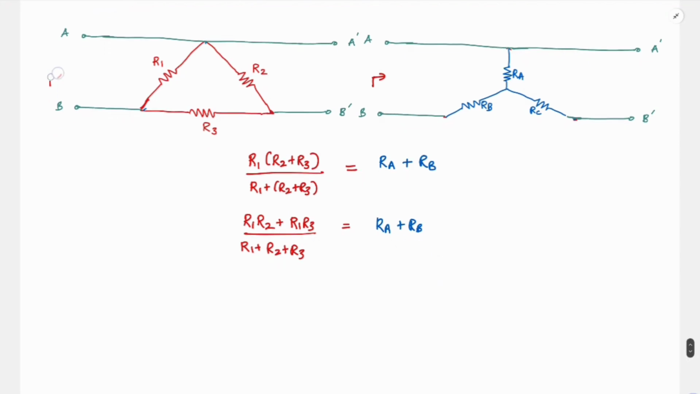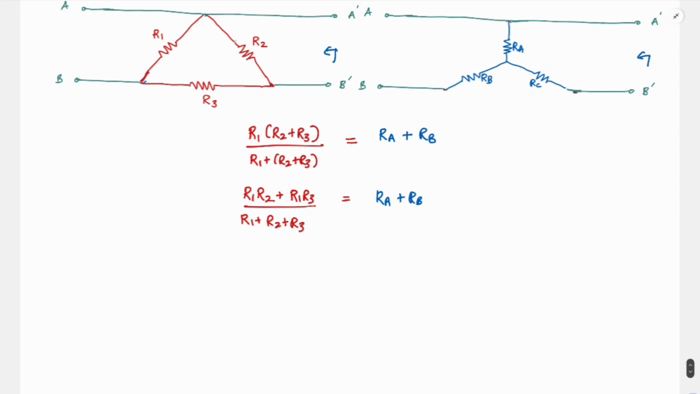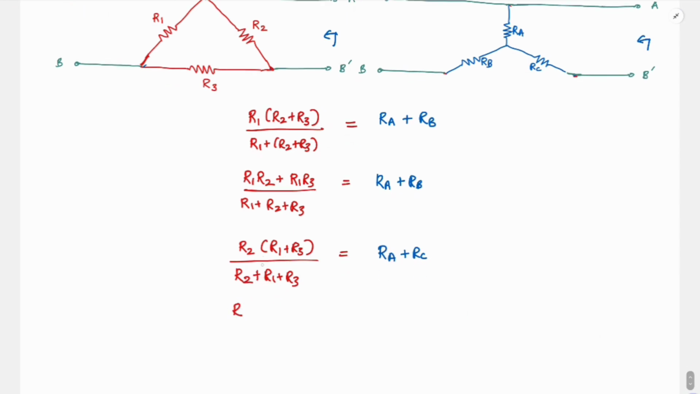Now we'll do the same thing looking in from the output with the input open. Here it is R2 in parallel with R1 plus R3, so R2 times R1 plus R3 divided by R2 plus R1 plus R3. This is equal to just RA plus RC. If you simplify this, it is R1 R2 plus R2 R3 divided by R1 plus R2 plus R3, which is equal to RA plus RC.